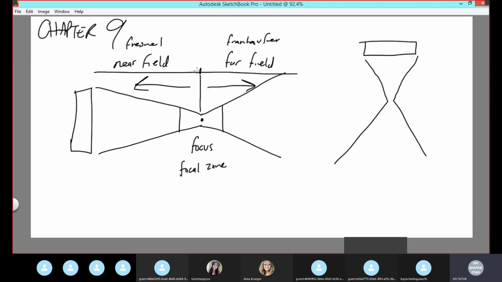So at this very single point where the near field ends, the far field begins. At this very single point.